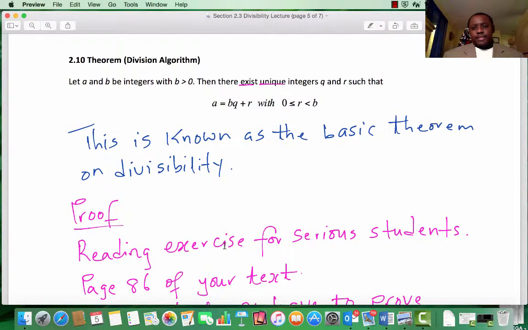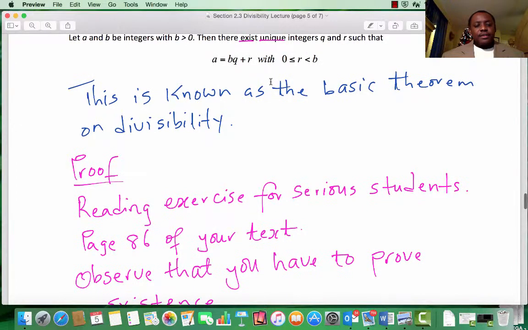Theorem, division algorithm. This is also known as the basic theorem on divisibility. The theorem simply says that if A and B are integers with B greater than 0, then there exist unique integers Q and R such that A equals BQ plus R, where R is bigger than or equal to 0, but strictly less than B. There are two things here, existence and uniqueness.